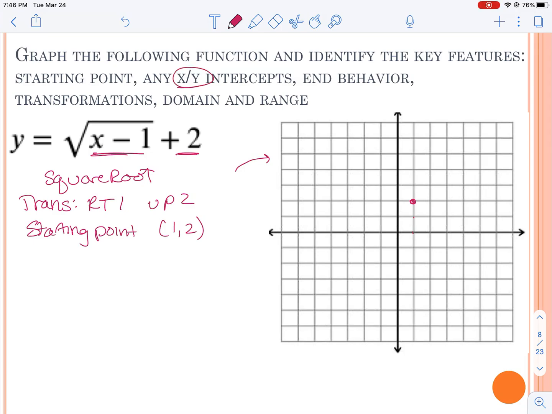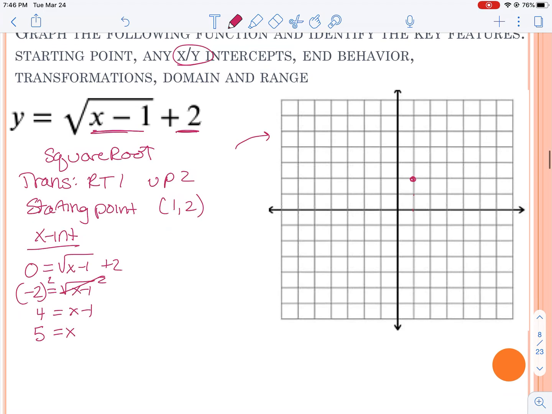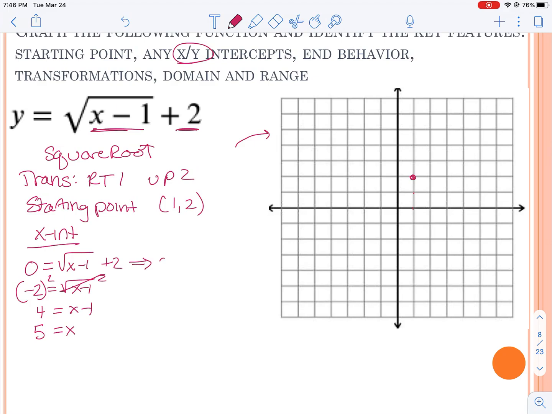So I want to show you what that might look like when you're solving. So let's do the x-intercept here. Again, substitute 0 in for y every single time. So I'm going to subtract that 2 over, and I'm going to square both sides, which if I do this, I'm going to get 5, right? Well, what happens, you think you're getting an answer, but if you go and check this, does 0 equal the square root of 5 minus 1 plus 2?